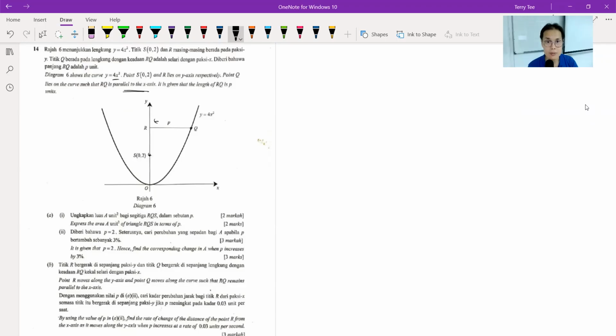You can see the length from here to here is P, and the length of RQ is P. We are supposed to express the area A of the triangle RQS in terms of P. RQS is this. This is your triangle area.